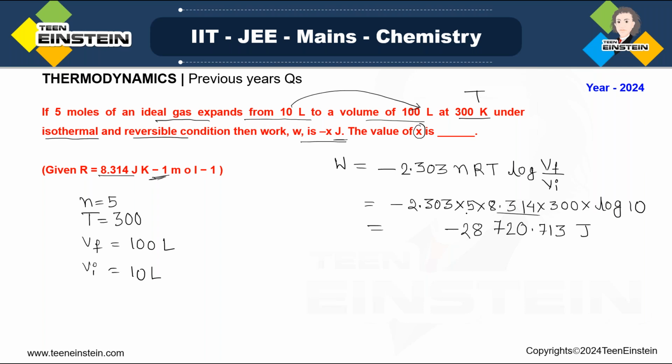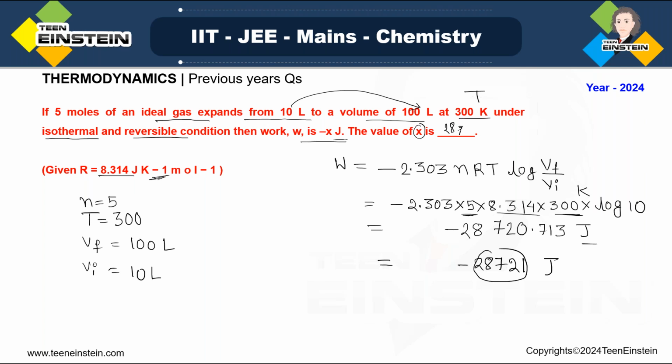Here only R has a unit, joule per Kelvin per mole, but per mole will be cancelled with the number of moles and per Kelvin will be cancelled with the unit of 300, because the unit of 300 is K, and the unit of small n is per mole. So per Kelvin per mole will be cancelled, and the ultimate unit left is joule. But here we have a negative sign, we just have to ignore the negative sign, and we take the nearest integer. So ultimately it will be 28,721 joule.